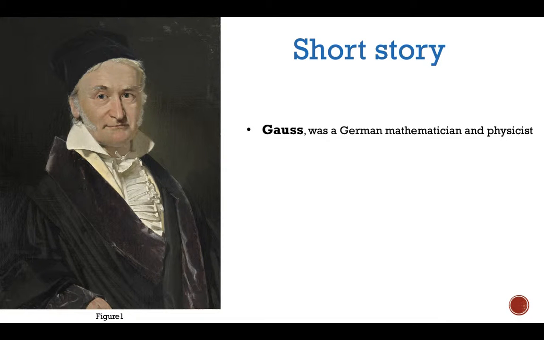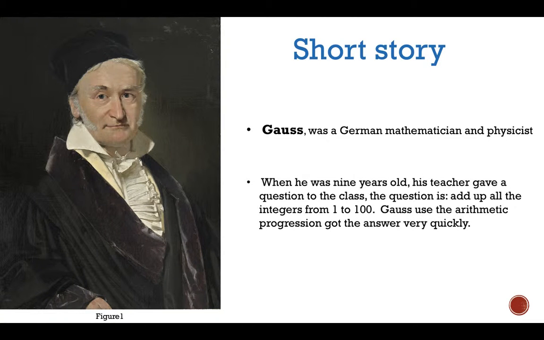Gauss was one of the greatest German mathematicians in the world. When he was 9 years old, his teacher gave a question in the math class. The question asked them to add 1 to 100. While other students were still adding the numbers one by one, Gauss already got the right answer.